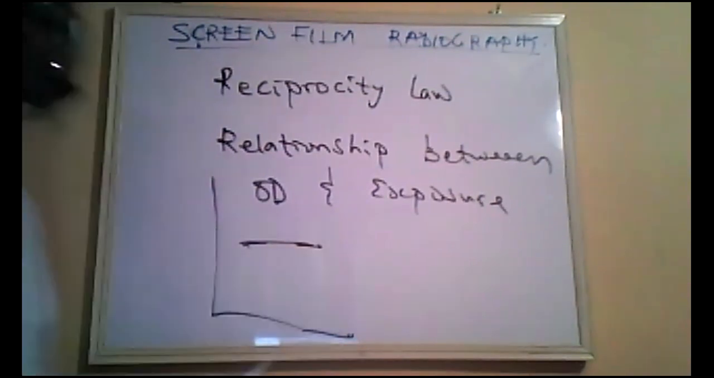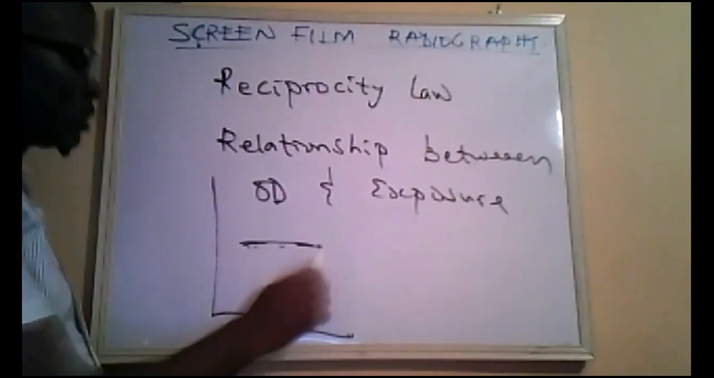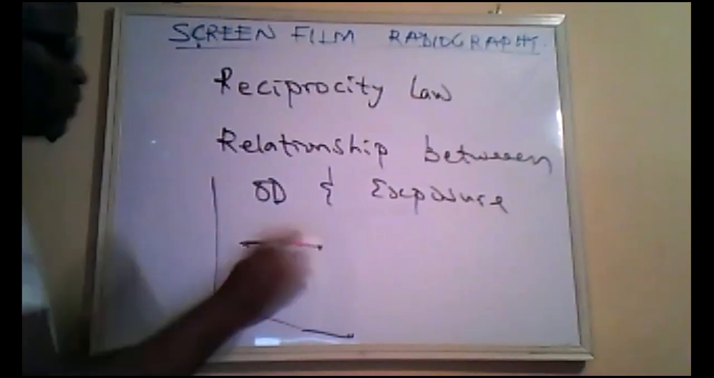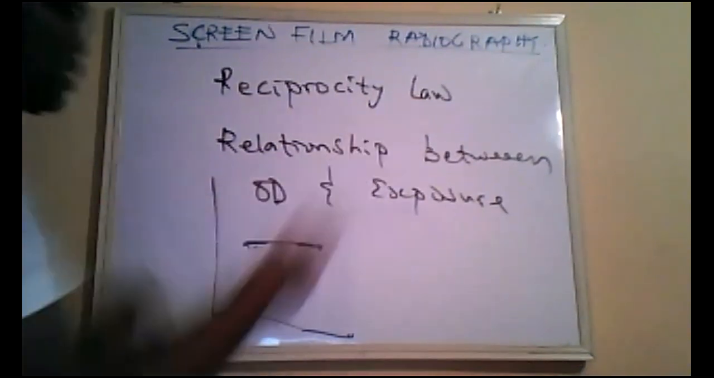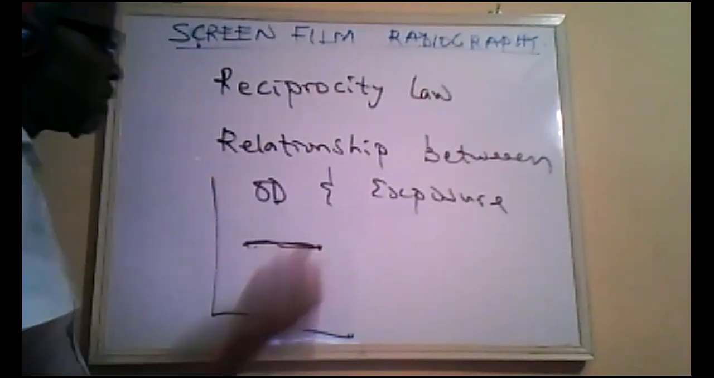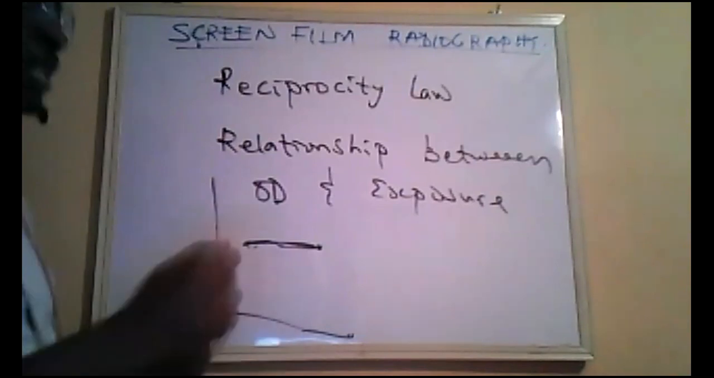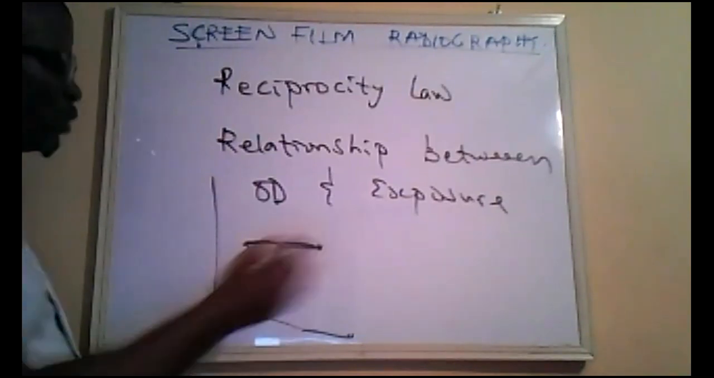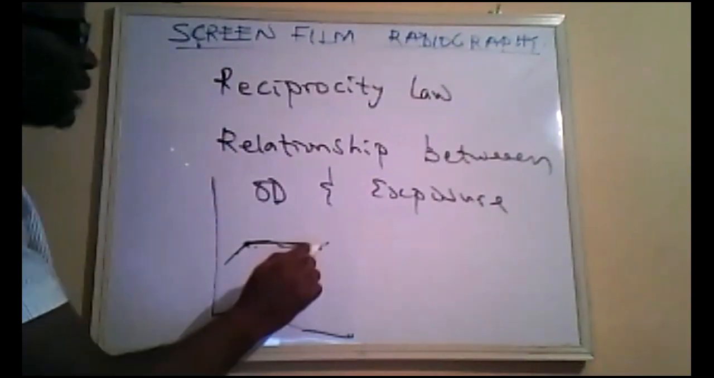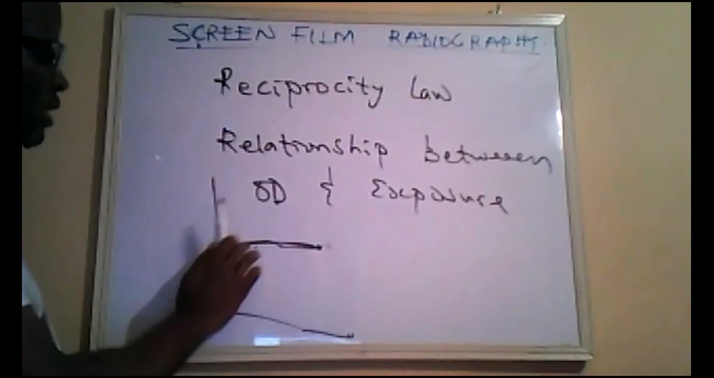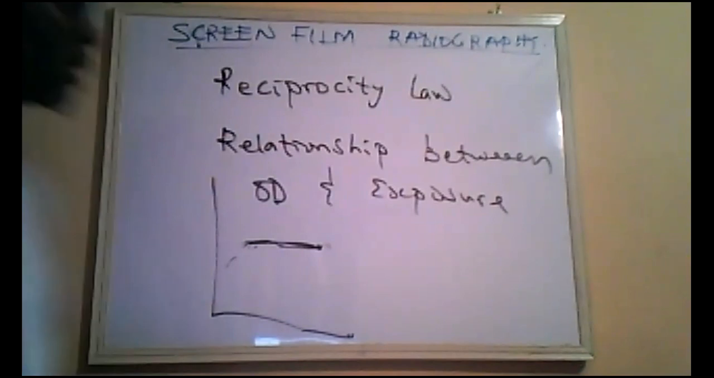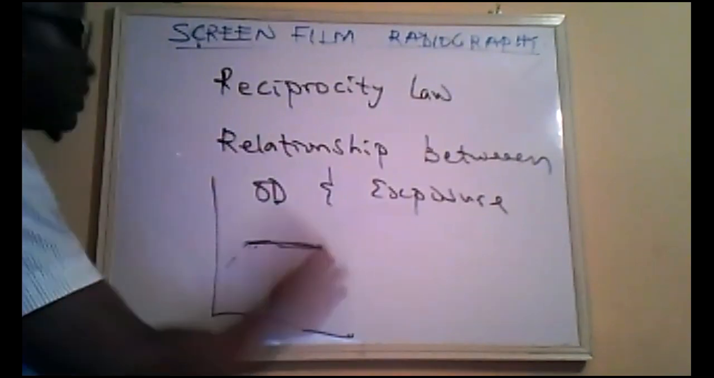Of course, it is almost impossible to have it at a particular value. But fairly enough, the reciprocity law states that the OD has got to be fairly constant for a range of exposure. When we now have the OD becoming lesser or greater than a particular range of exposure, then we say we have the reciprocity law failure. So this is also very, very important.